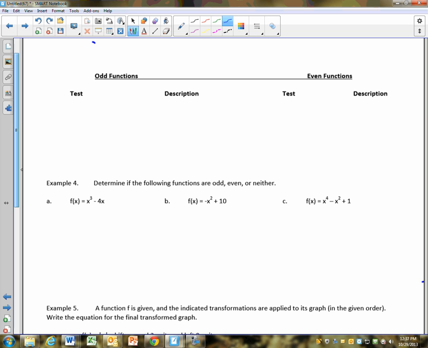All right. New definitions. We want to talk about even and odd functions. This is really a piece of cake. Odd functions, all powers are odd. Even functions, all powers are even.